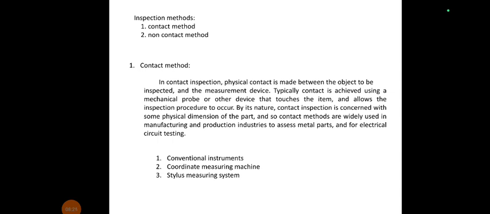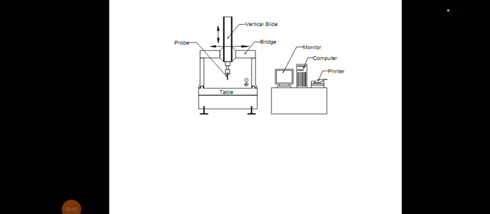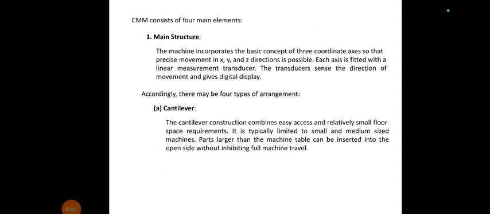Next one, stylus measuring machine. In conventional measuring instruments, the types are: first one scale, next one gauge bars, slip gauges, vernier caliper and screw gauges. Coordinate measuring machines, I will explain this one, with x, y and z coordinates. This is the diagram of the contact inspection method systems. You see this one.